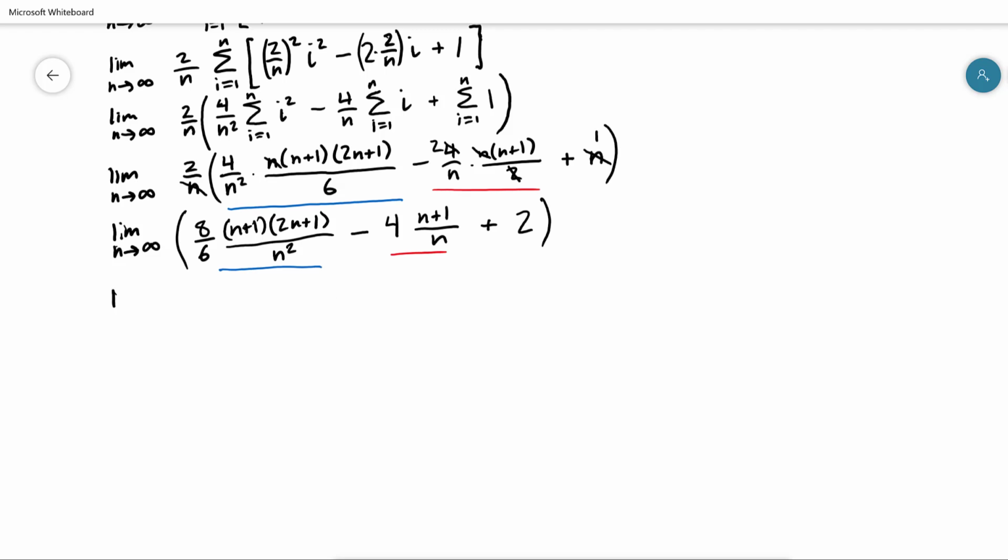So one more step before we take the limit. So limit as n goes to infinity. This first piece, let me simplify that 8/6 to 4/3. And I'm going to kind of FOIL out that binomial there. I'm going to get a 2n squared, plus n plus another 2n, so plus 3n plus 1 over n squared. So there's the first term. The second one is ready to go. It's just 4 times n plus 1 over n, and the last one is plus 2. So this is the thing I'm taking the limit of, this big ugly mess.